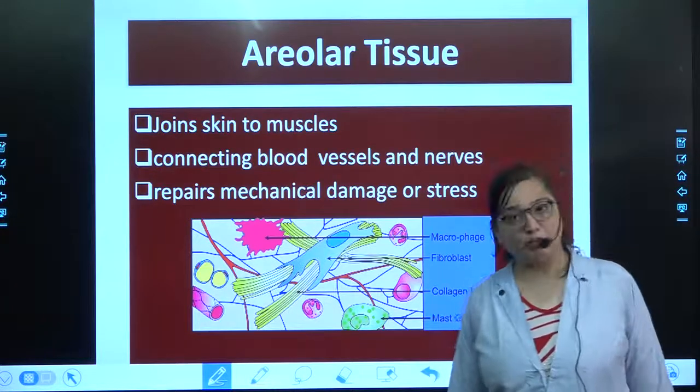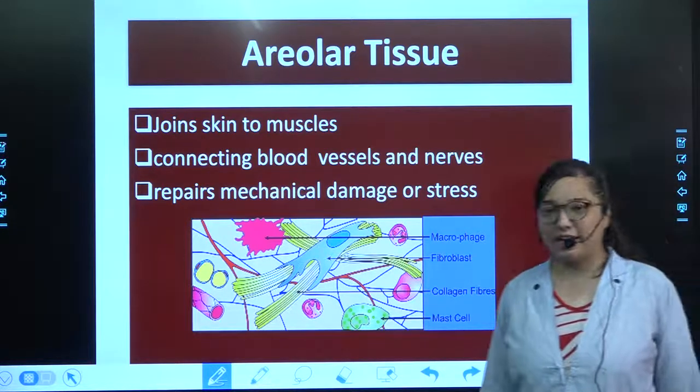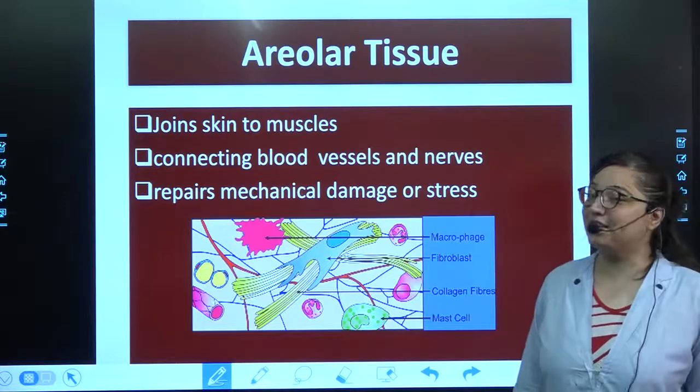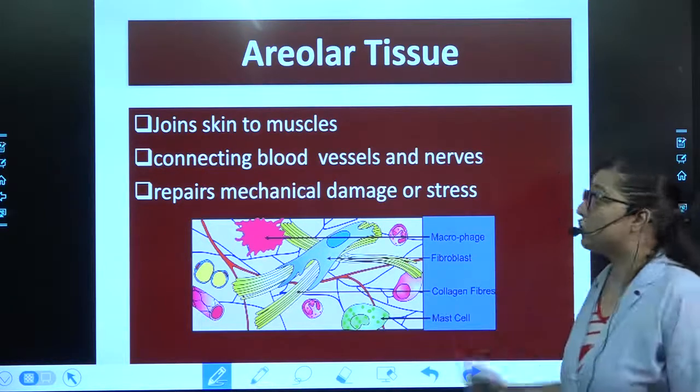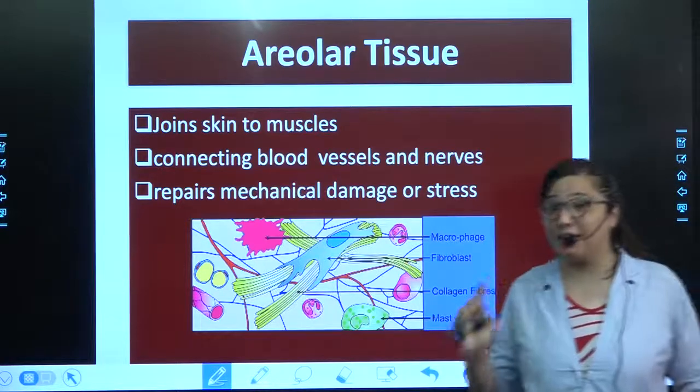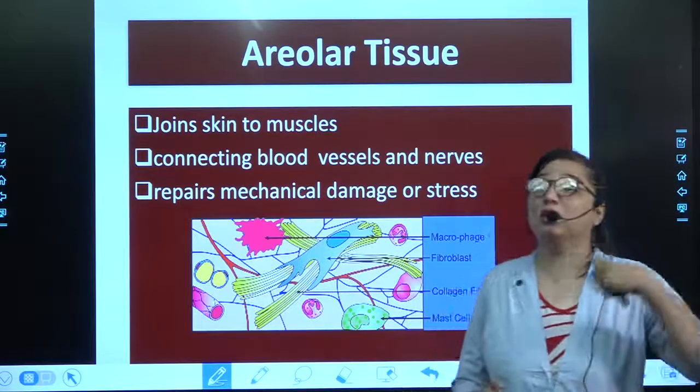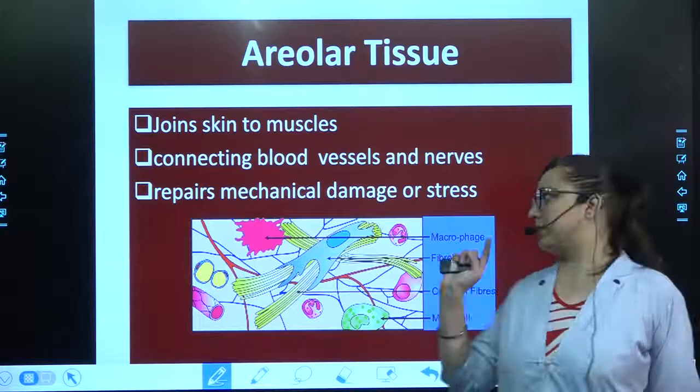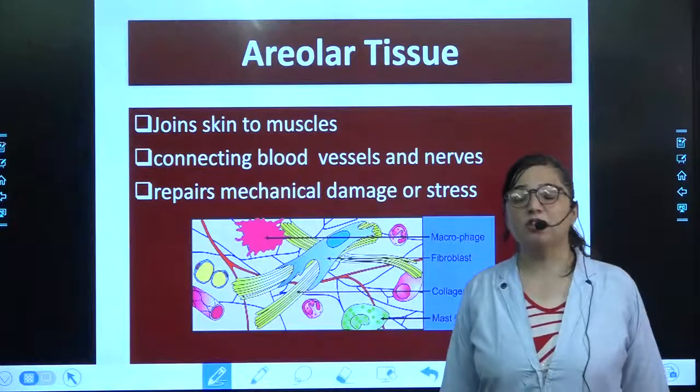Once again, we are repeating it so that you learn it. Joins the skin to the muscles, connects the blood vessels to the nerves, and repairs the mechanical damage or stress.